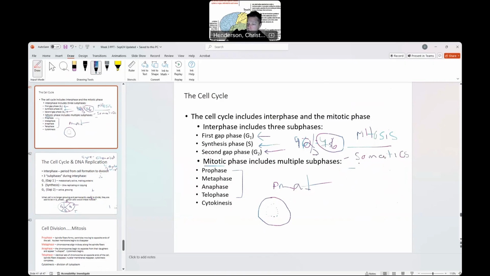What are we starting with? A diploid number. How many divisions are we doing? One division, one time. And what are we ending with? 2 diploid daughter cells. So we're going to start with this, and we're going to end with 2 of these.